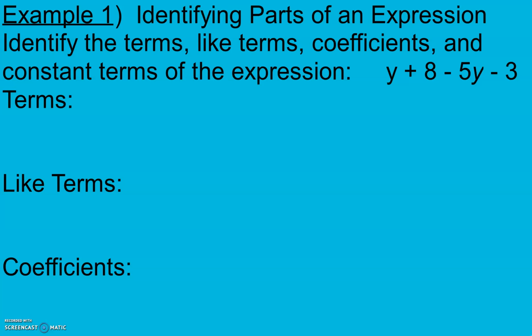of the expression. So terms are the individual pieces that are added together. So I have a y, I have an 8, I'm going to take the sign with the number, so a negative 5y, and a negative 3. And that works because remember when we have subtraction, we change it to adding the opposite, so it becomes a negative 5y. We change subtraction to adding the opposite, and it becomes a negative 3. So we can always just take that sign with our number.